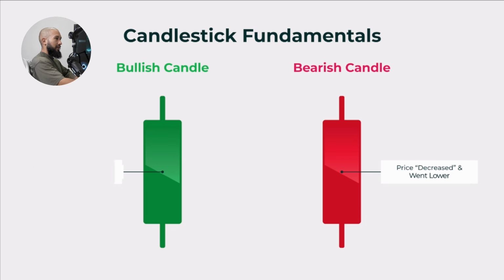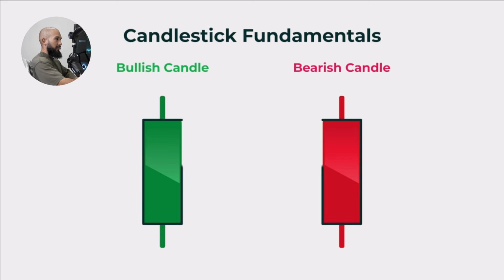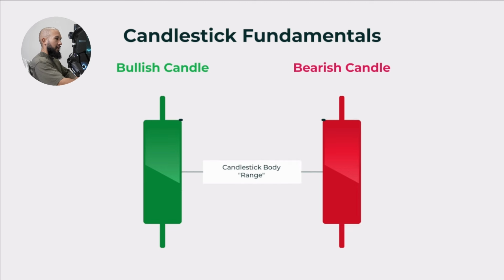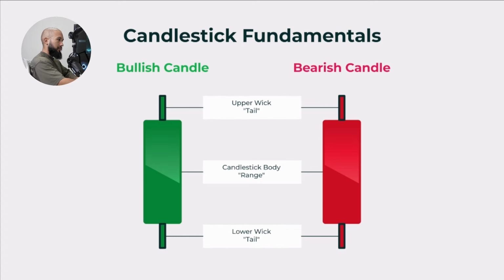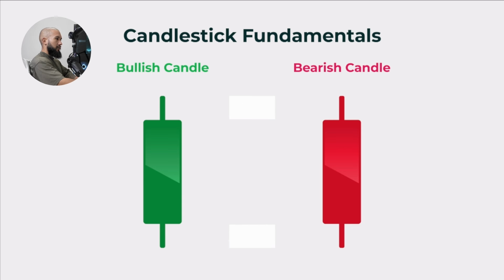This area outlined is known as the body or range. The lines on the end of the body of the candles are known as the wicks or tails. As you see here, these candles have a lower and upper wick. For bullish candles, the opening price occurs at the bottom of the body, as you see here. Closing price is at the top of the body.